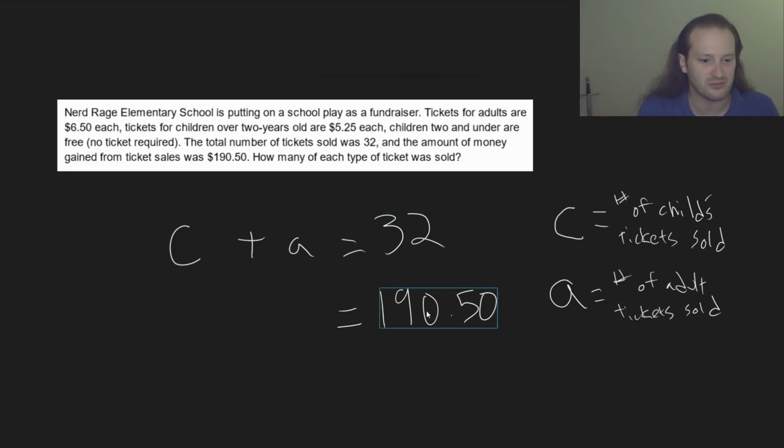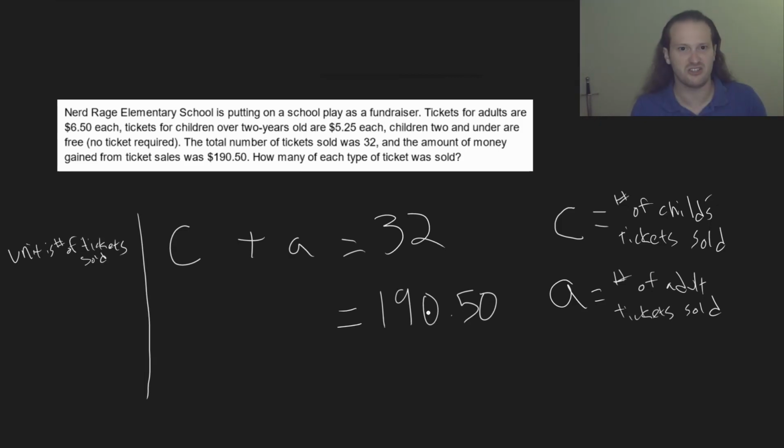You can even write off to the side, the unit is number of tickets sold, I guess. Teachers don't really put an emphasis on using the units to help set up the problem, and I think that's kind of barbaric. What's the unit going to be for this bottom sentence here? It's going to be money, because that's what that says there, money.